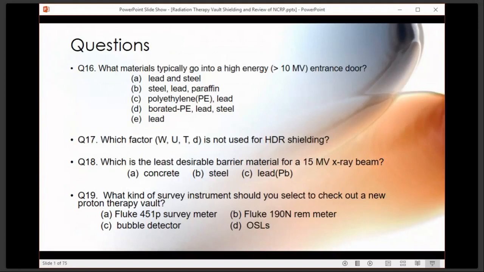Okay. What materials typically go into a high energy, greater than 10, entrance door? Lead and steel, lead steel paraffin, polyethylene and lead, borated polyethylene, lead and steel, or just lead?